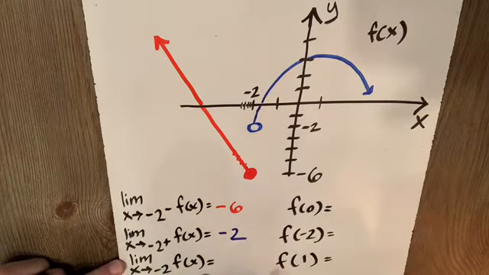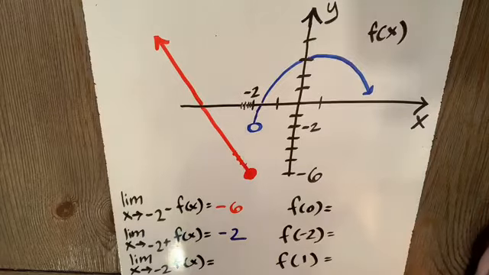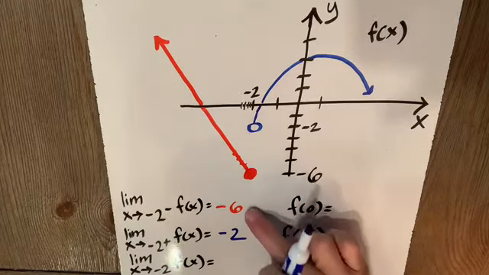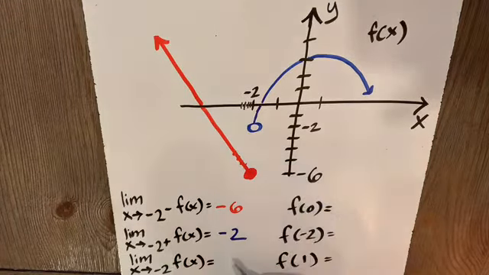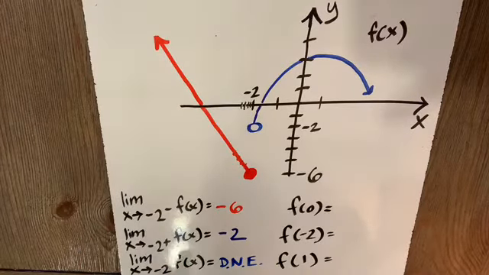How about the two-sided limit? As we squeeze in on negative 2 from both sides, where is the y heading? Well, if these two are different numbers, we're automatically going to say does not exist, because the limit from the left-hand side does not equal the limit from the right-hand side.